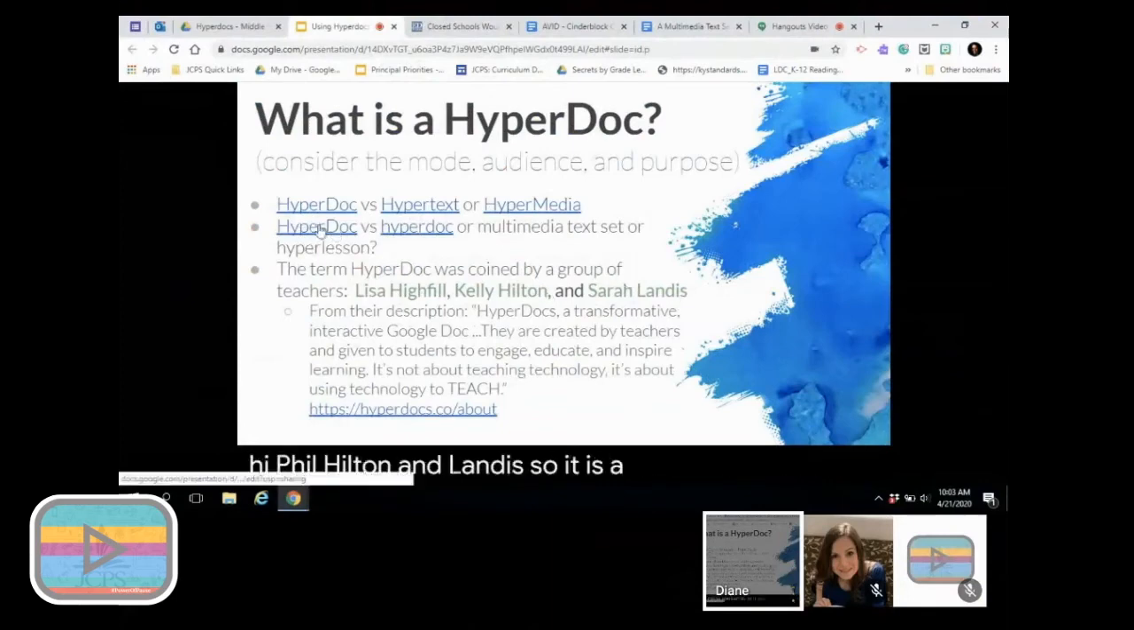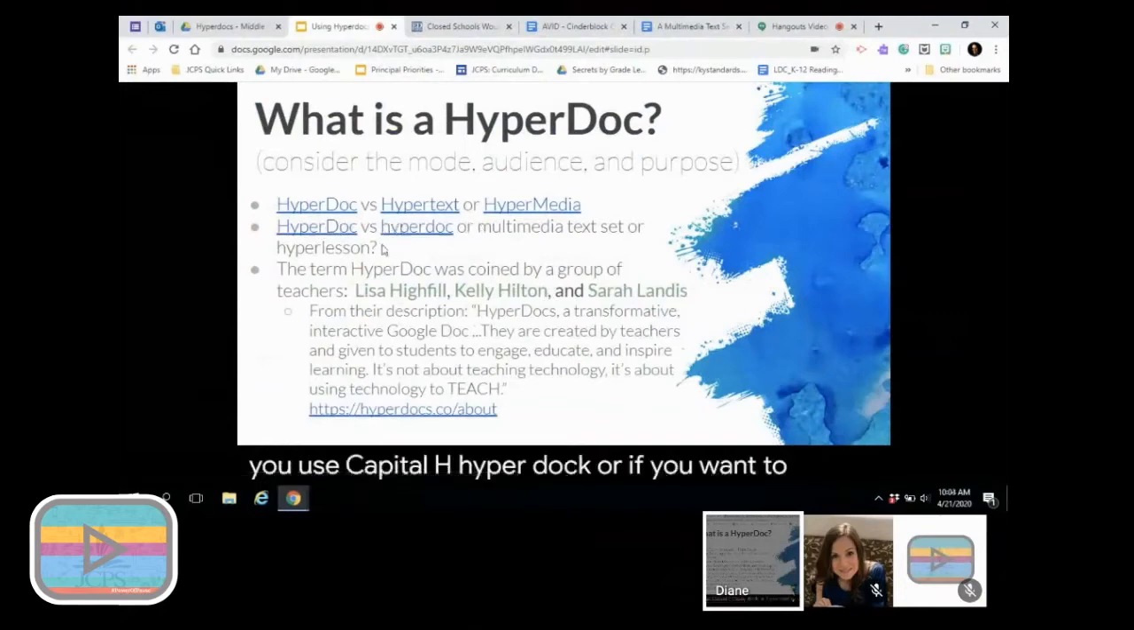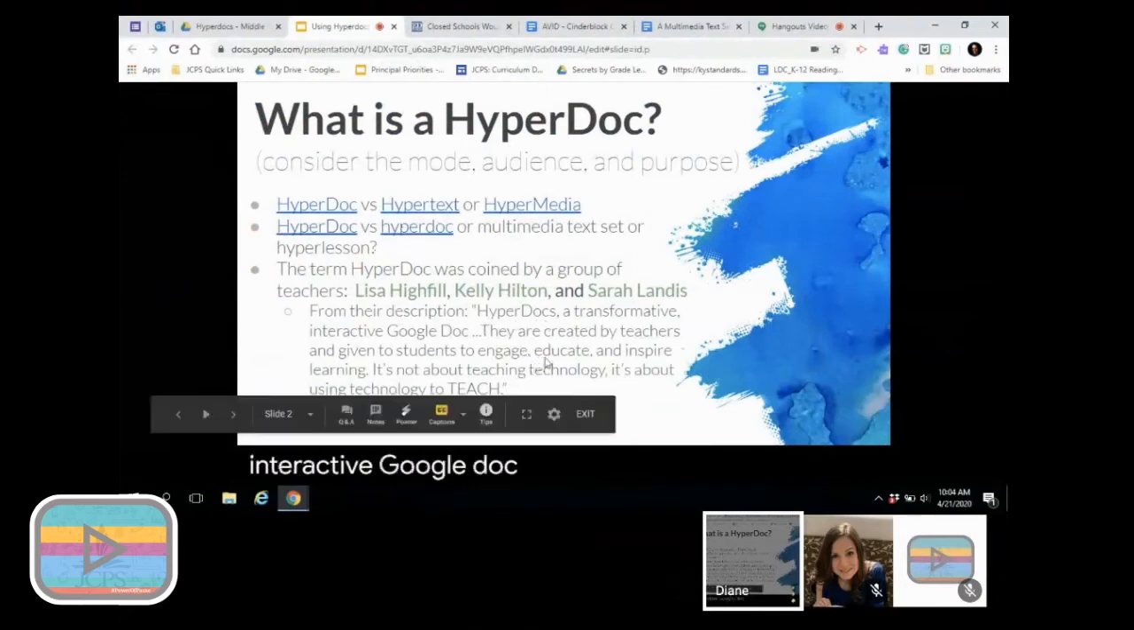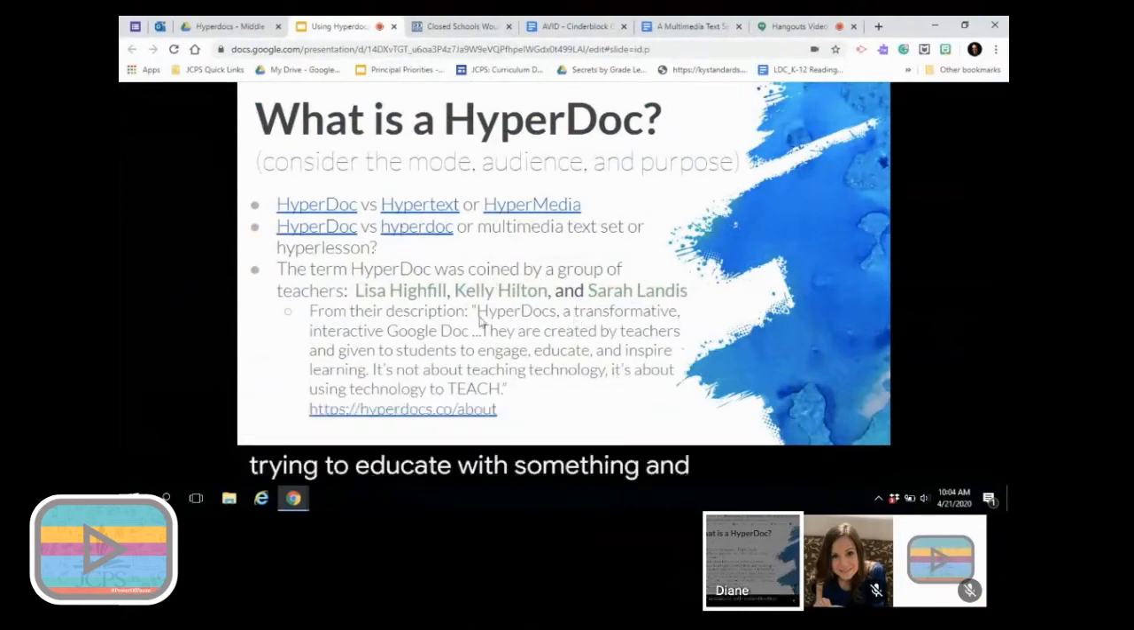So Hyperdoc was trademarked by Highfield, Hilton, and Landis. So it is a trademark term. So if you use capital H Hyperdoc, or if you want to call it a hyper lesson, it really doesn't matter what you call it. What has mattered is if you can use this form to deliver great instruction to your kids. If you think of their definition of Hyperdoc as a transformative, interactive Google Doc created by teachers, you're trying to educate with something and you're putting it in a nice, tight little package.